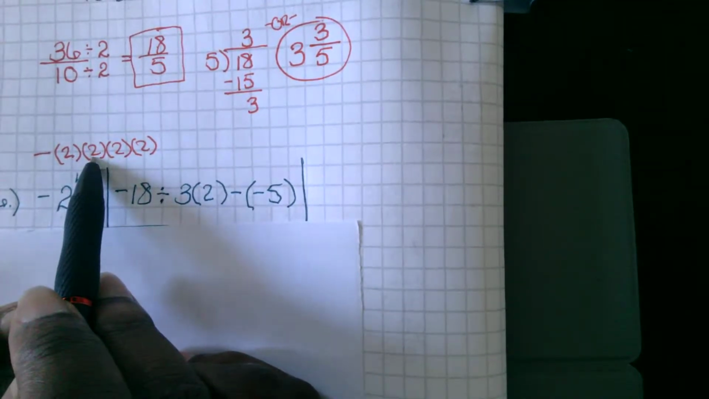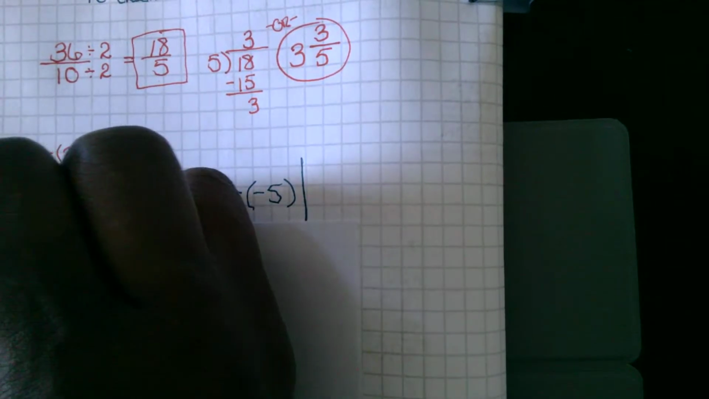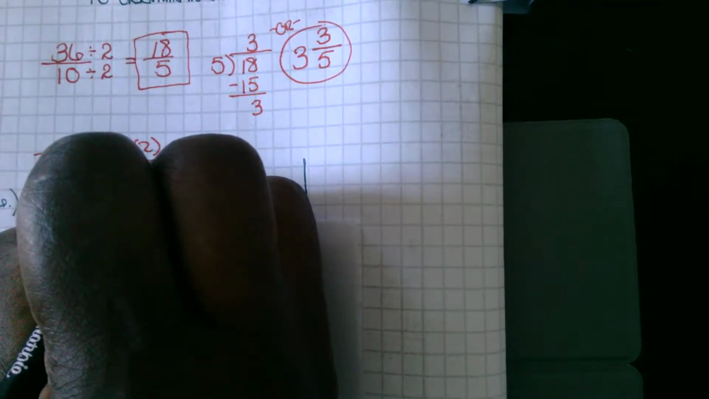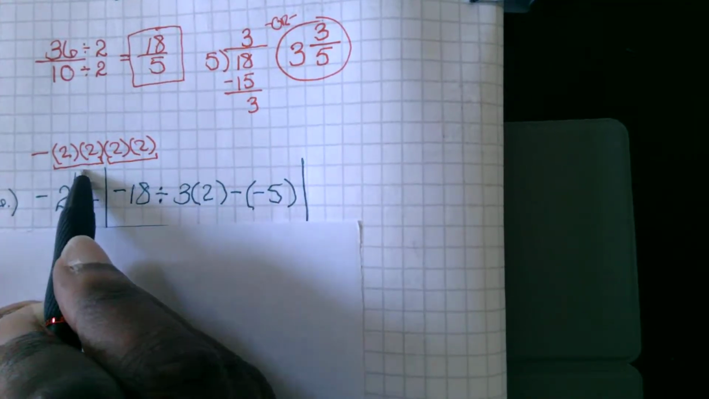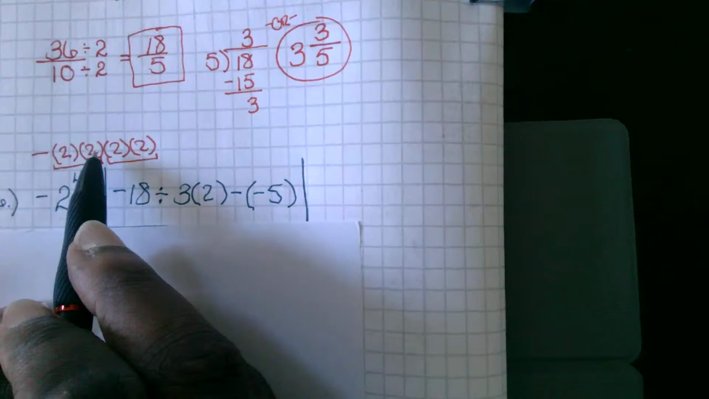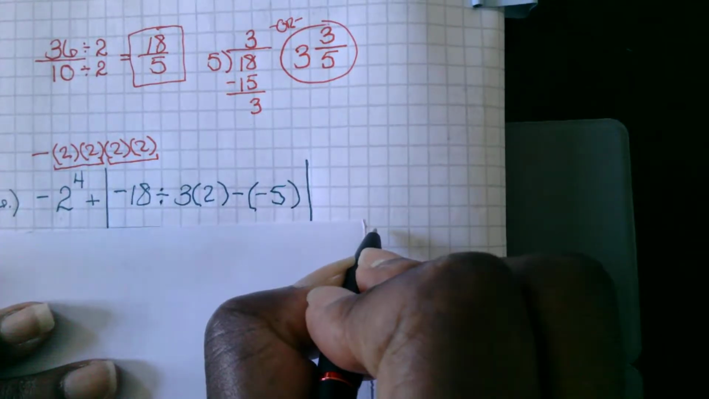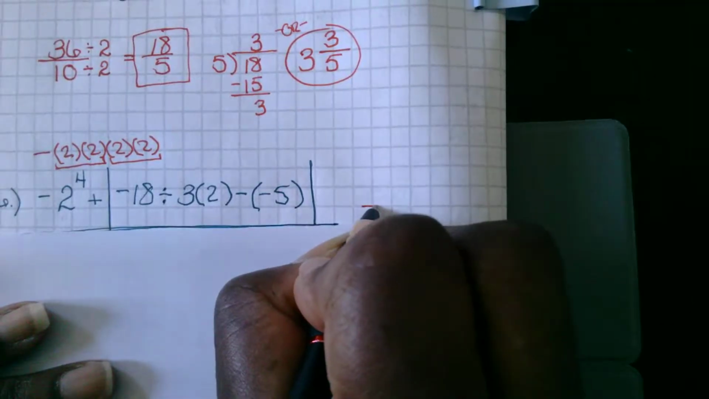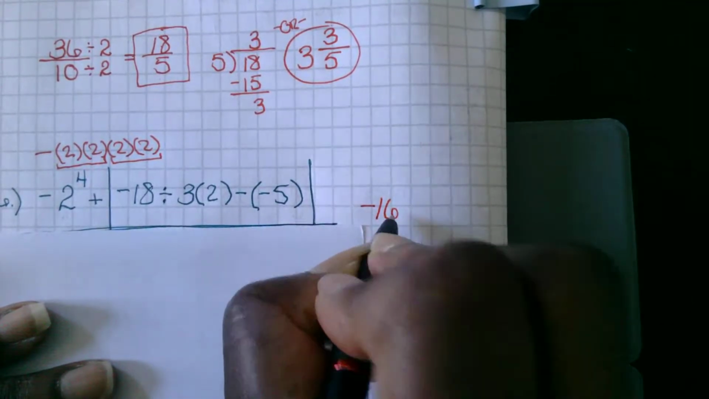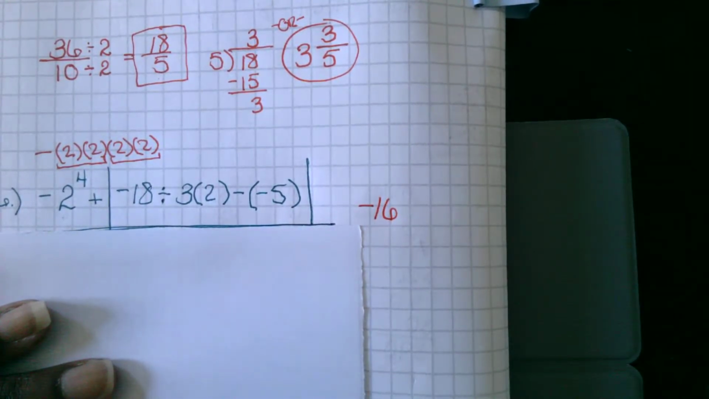So you have your 2 times 2, which gives you 4. So you can group that. That's a 4, and that's a 4. 4 times 4 gives me 16, and then we tack on the negative at the end. So it's going to actually be a negative 16. Okay.